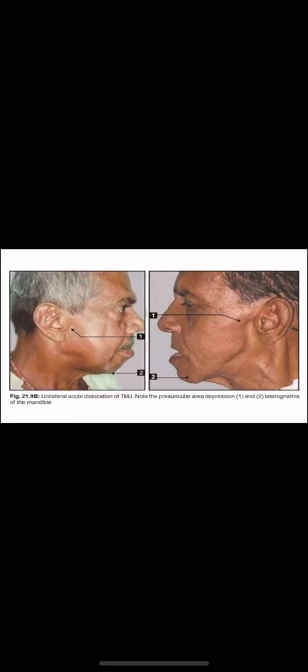This is a unilateral acute dislocation of right temporomandibular joint. Figure 1 is the extraoral picture showing inability to close the mouth and the deviation of the mandible towards the contralateral side. And figure 2 is the intraoral picture showing the deviation of the mandible. This is a case of unilateral acute dislocation of temporomandibular joint. Here you can appreciate the preauricular area depression and the laterognathia of the mandible.